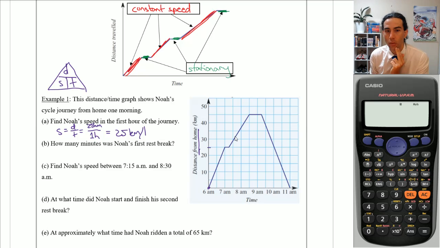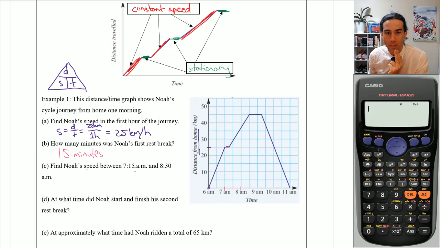How many minutes was Noah's first rest break? So that's that little break there. Now each square is half an hour. So that's 7, that's 7:30 and that's 8 a.m. So that's half of half an hour, so that's 15 minutes. Half a square is 15 minutes.